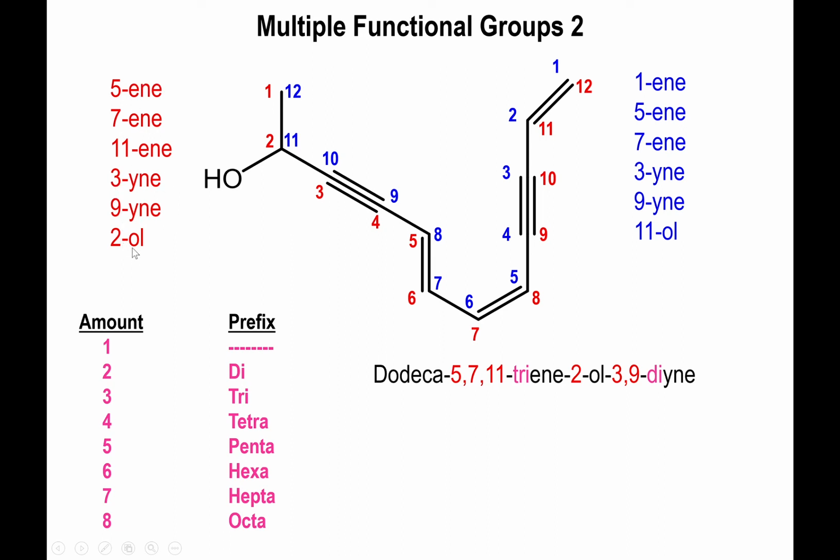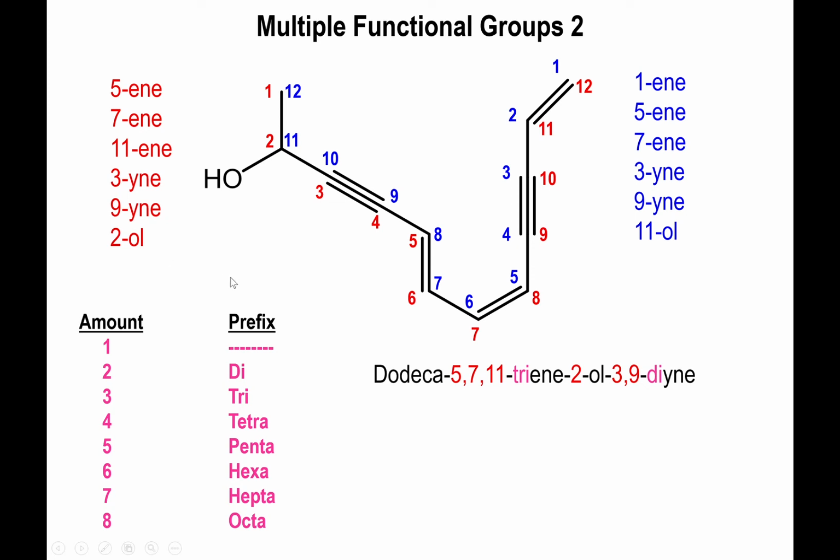Now, without even writing out the entire name, you can kind of tell, okay, well, between the alkene, the alkyne, and the alcohol, the alcohol is the highest priority group. So you want to make sure that the alcohol has the lowest value. And between the red series and the blue series, 2 versus 11, 2 is the lowest value. So the red series is the proper way of naming this molecule.